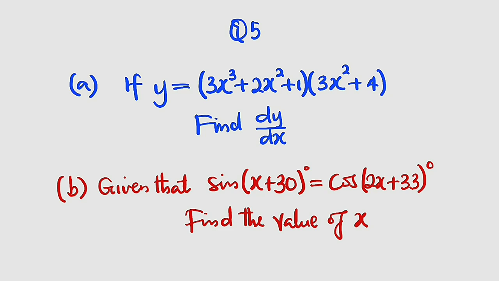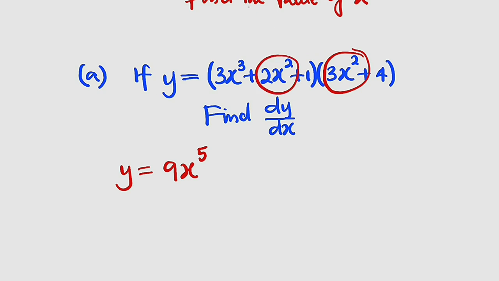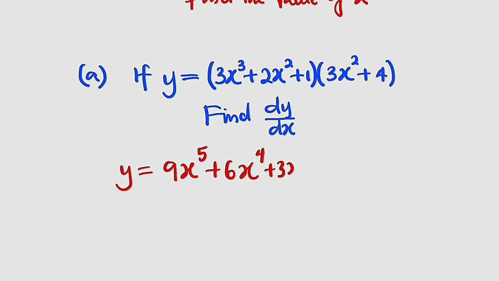For the first one, there are 2 different ways to tackle this problem. You can either multiply the 2 factors or apply product rule. But for simplicity, I'm going to expand this. So let me just copy the question. All right, to expand this, we're going to say that y is equal to, you take 3x squared, you multiply by 3x cubed. That's going to give us 9x to the power of 5. Then you take 3x squared again, multiply by 2x squared. That will give us 6x to the power of 4. Then lastly, 3x squared times 1 is still 3x squared.